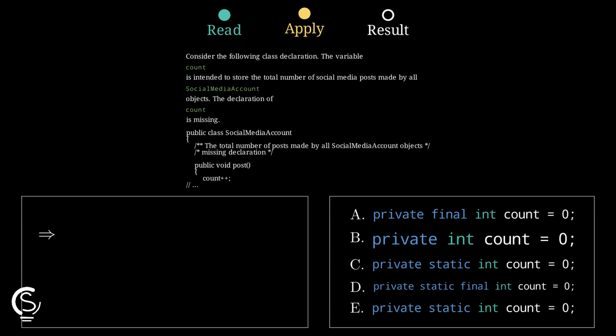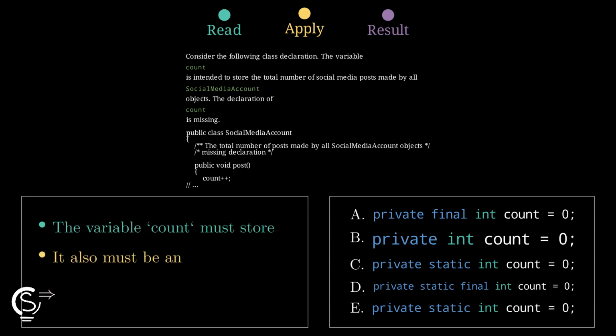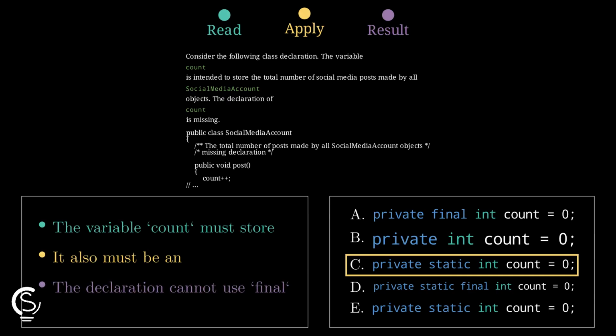It also must be an integer that can change over time as new posts are created. If we use an instance variable instead, every account would just reset its own count. The declaration cannot use final because the value must increment. Therefore, the private static int in option C is our only correct choice.